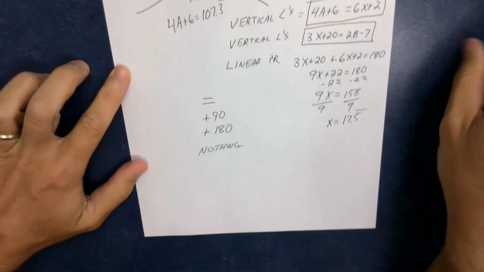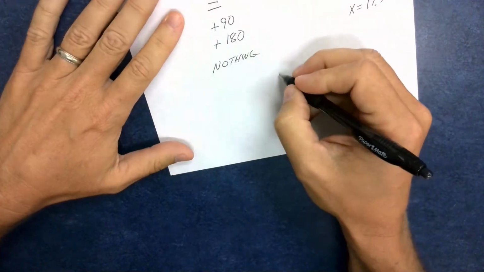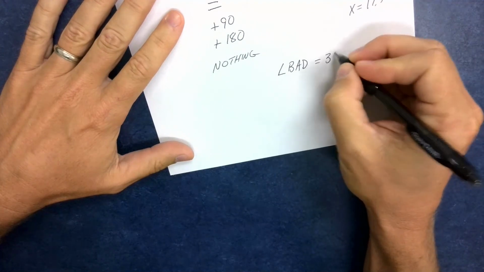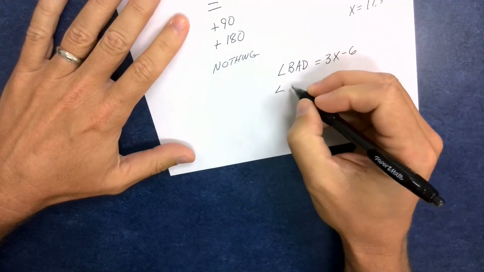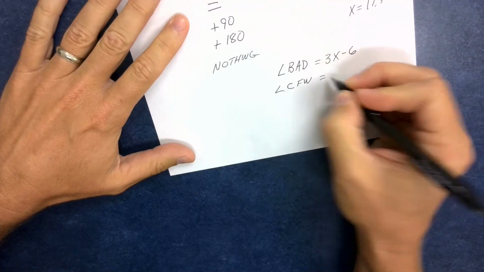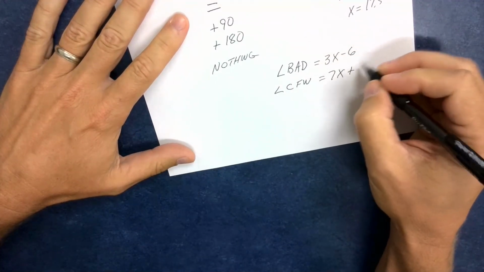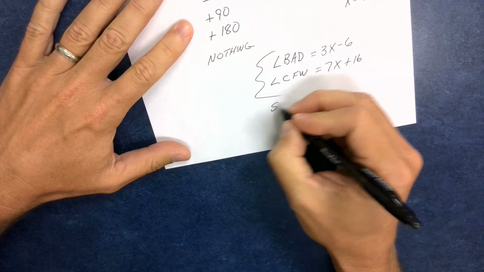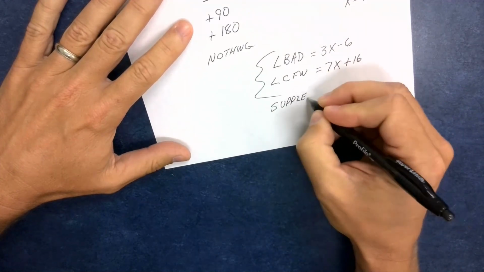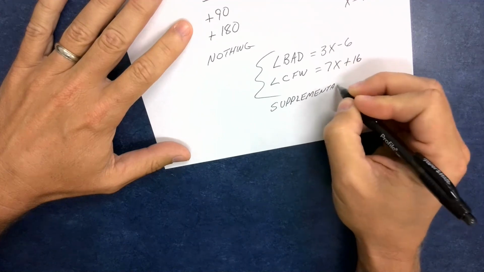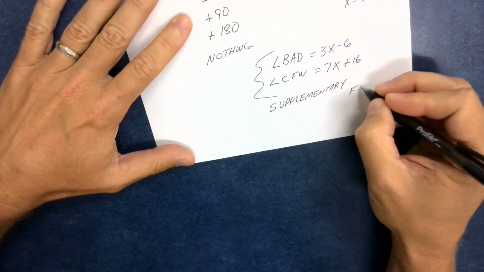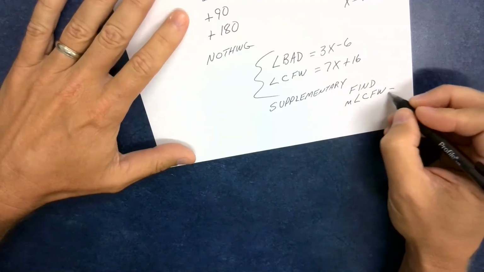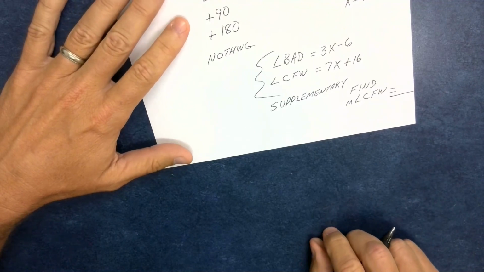Any help? Okay. So if I gave you this right here, if I said that angle BAD is equal to 3x minus 6, and angle CFW is equal to 7x plus 16, and I said that these two angles were supplementary angles, find the measure of angle CFW. You should be able to do that.